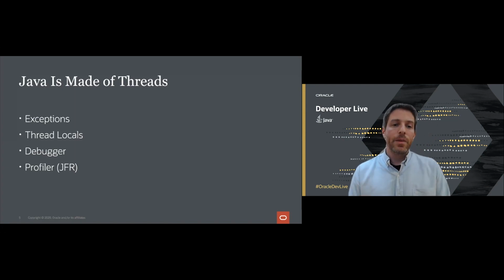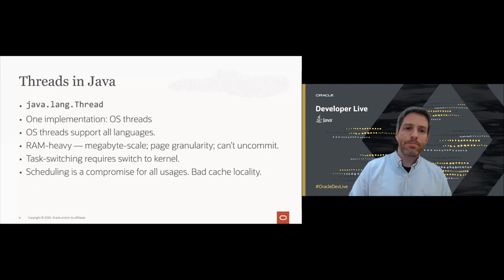If we use a profiler, the current profiler for Java, the one that everyone should be using, is JFR. It groups the data by thread. It shows us which threads were active, what they were doing, how long they were doing it. So everything about the platform and its tooling is about threads.